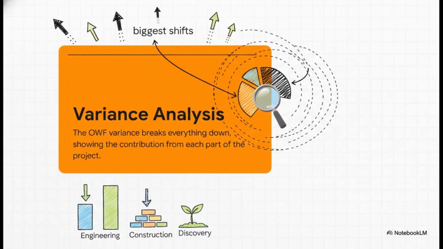It uses something called the overall weight factor, or OWF, which is just a smart way of measuring how important each task is to the overall project. So it doesn't just show you that there's a problem, it actually quantifies how much each part of the project is contributing to that problem. You can instantly see where the biggest issues are.